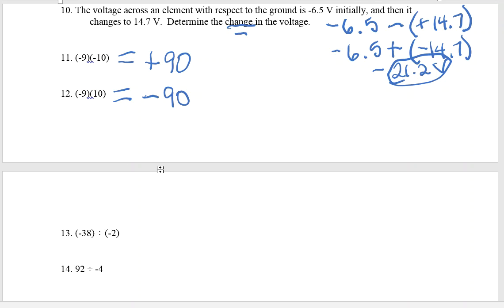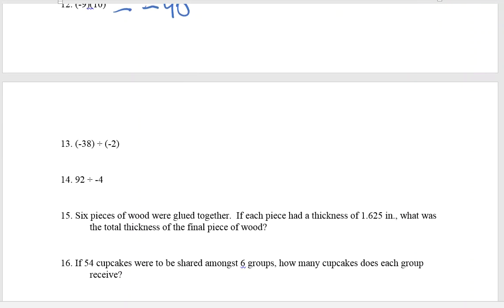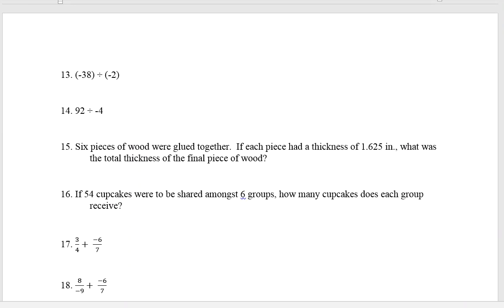Now the sign rule applies even when I move down to division. If the signs are the same, it's a positive. If the signs are opposites, it's a negative. So -38 divided by -2, my signs are both negative, so my answer is a positive. 38 divided by 2 is 19. I have a positive and a negative. My signs are opposites, so my answer is negative. 92 divided by 4, if I take a moment and do that, it's 23.